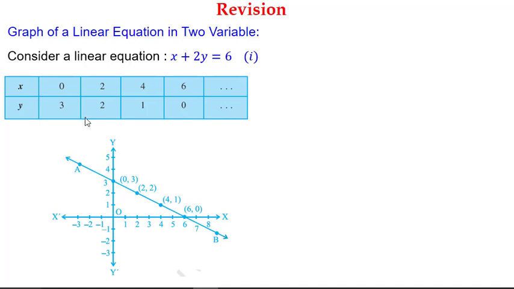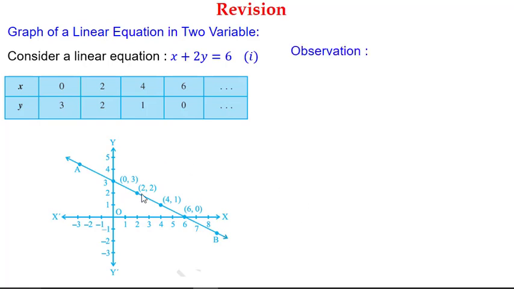Now I draw the x-axis and y-axis, and on that graph I will plot the points (0, 3). You can see (0, 3) I plot here, then (2, 2), then (4, 1), then (6, 0), and so on. And when I join these points, what do I get? I get a straight line, which is passing through all these points. So this line which I have drawn is nothing but the graph of this linear equation, which is x plus 2y equal to 6.